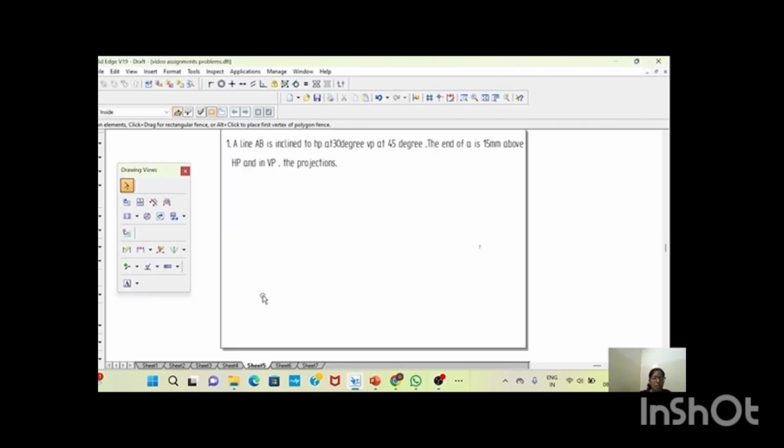Now let us solve a problem on a line. A line AB is inclined to HP at 30 degrees and VP at 45 degrees. The end A of the line is 50 mm above the HP and in the VP. The projection length of the line AB is 70 mm. We have to take 70 mm. Now draw an XY line of 0.35 mm.